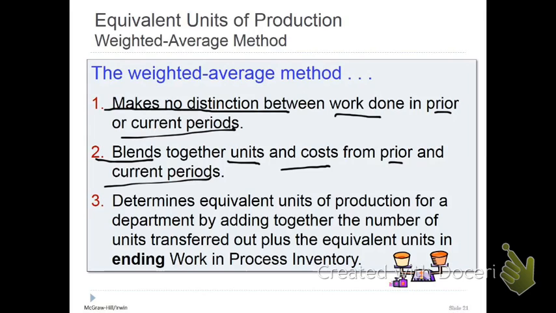And then it determines the equivalent units of production for a department by adding together the number of units that were transferred out, which we talked about in the last slide, if you'll recall, plus the equivalent units in ending work in process. So everything you saw in the last 2 slides was the weighted average method.